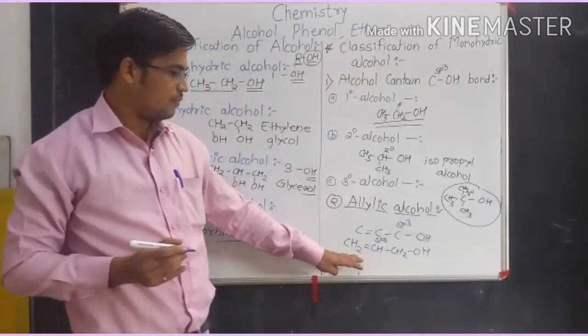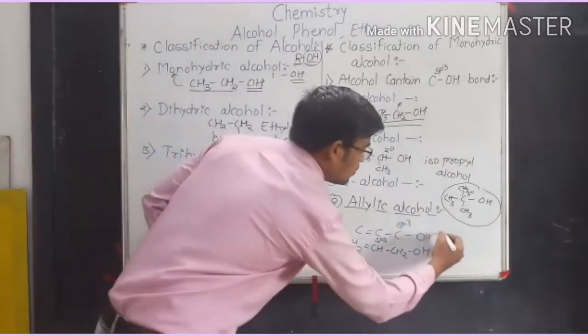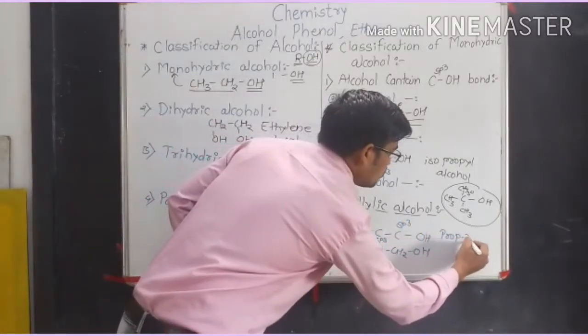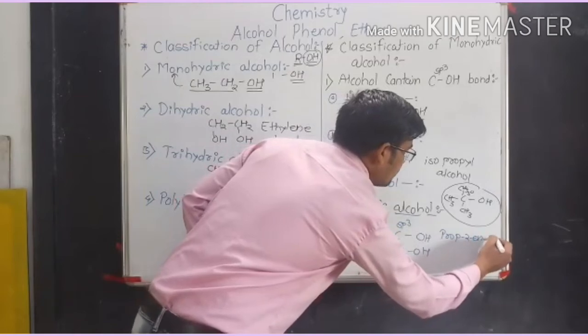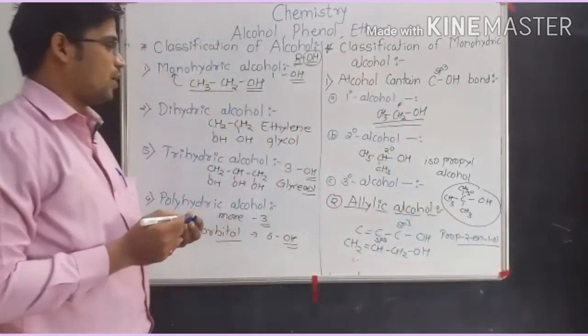What is the name of that? It is prop-2-en-1-ol, with the double bond at the 2 position and the OH at position one. This is an example of an allylic alcohol.